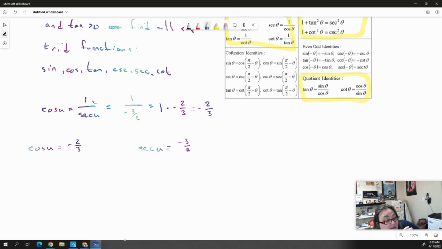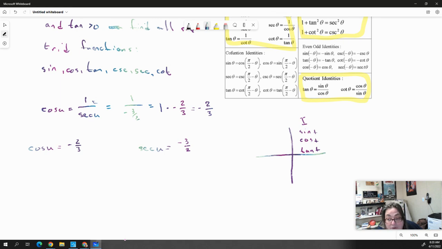But there's some things that will make it a little bit better for me in figuring it out. And one of those things is remembering the signs of sine and cosine and tangent based on the quadrants. In quadrant 1, we know that sine is positive because y is positive. We know that cosine is positive because the x is positive. And we know that tangent is positive, right?